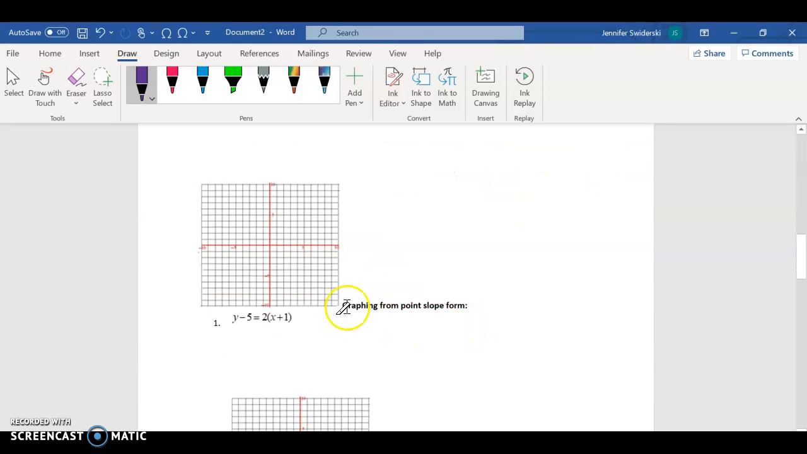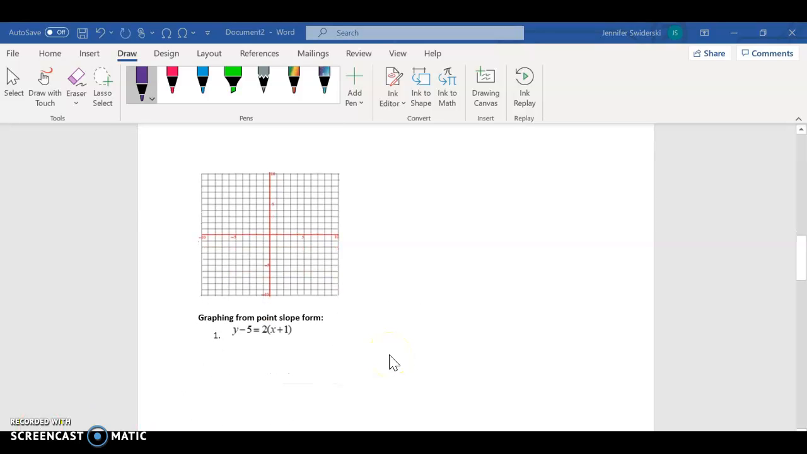All right, graphing point slope form down below. For this one, it says y minus 5 equals 2 times x plus 1. There are a couple of ways you can do this. When you look at this, I know my equation for point slope form was y minus y1 equals m times x minus x1, which means in here, my y1 is 5, so minus 5.